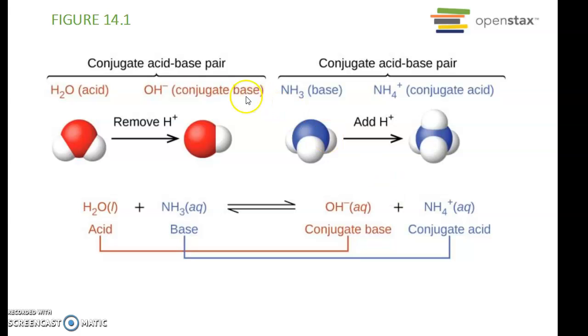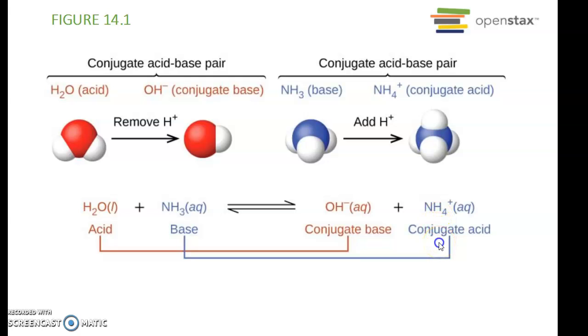Here's an example. You've got water acting as an acid, and you've got your conjugate base over here, and it removes the hydrogen. So there's just the oxygen and the one hydrogen. Here's a conjugate acid-base pair. You've got ammonia, that's a nitrogen with three hydrogen ions on there. You add a hydrogen ion to there, and it forms the ammonium ion, the conjugate acid. So an acid plus a base gives you a conjugate base and a conjugate acid.